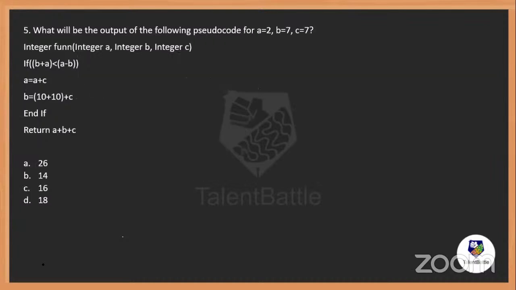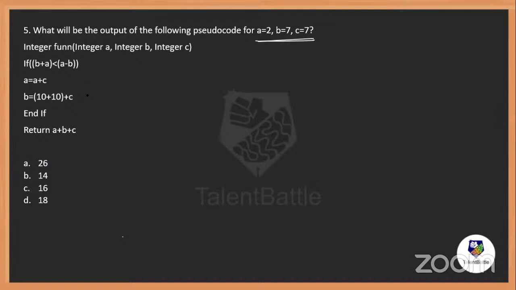Next question. What will be the output of the following pseudocode for value given A is equals to 2, B is equals to 7, and C also 7? There is a function. As I mentioned, there will be some of the concepts in pseudocode which is based on the functions also and recursive cases also.